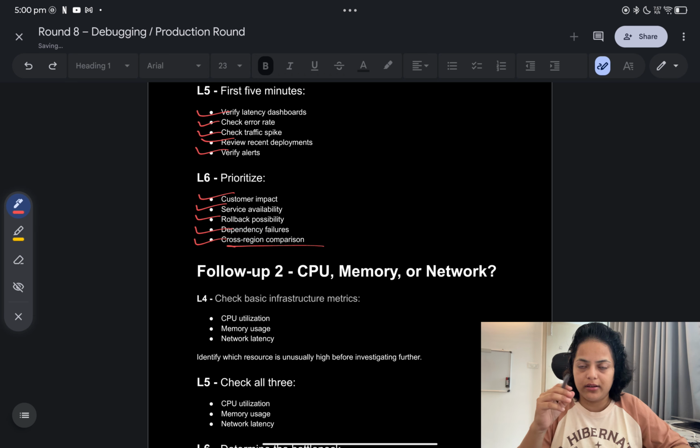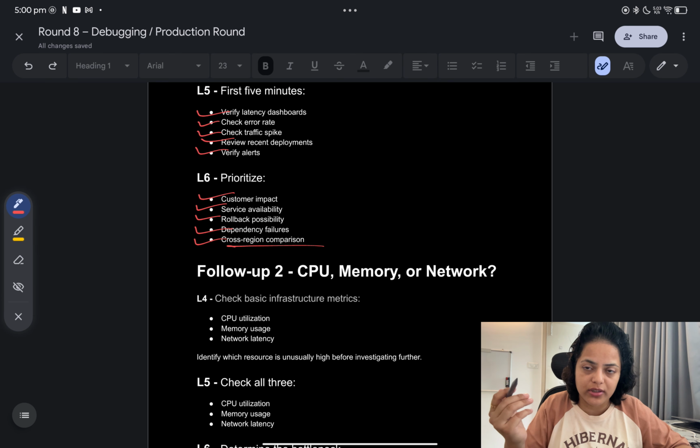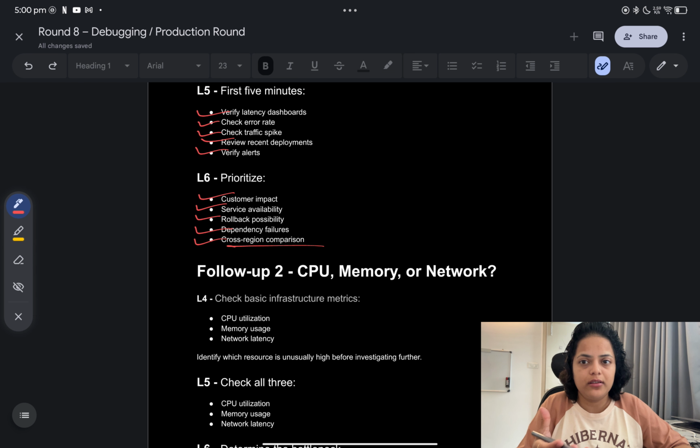So he will check that if the application is deployed to multiple regions, whether the other region is working fine or not. If the deployment happened in one region only and that service is down, then definitely he will compare it and then find the root cause.